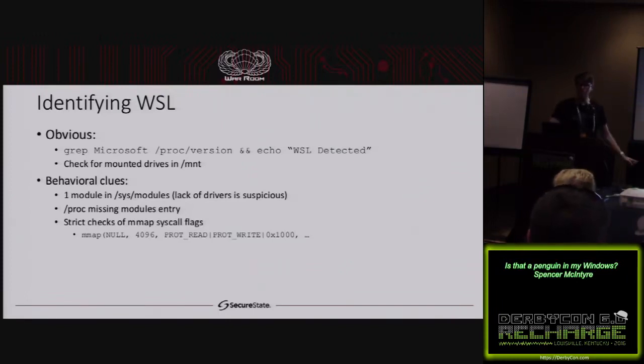I have a couple of obvious ones, and I want to break these out into obvious and behavioral, because if Microsoft were to change them, they're probably going to change the obvious ones. My personal opinion and experience, they're less likely to change the behavioral ones. Within the obvious ones, it says Microsoft in the proc version. I highly doubt any legitimate Ubuntu distribution is going to actually have Microsoft in there. You can also check for the drives mounted in the /mnt directory. Like I said, that drive FS is going to have /mnt/c, /mnt/d if you have a D drive, things like that. So if you're looking in there, you're probably going to have those drives.